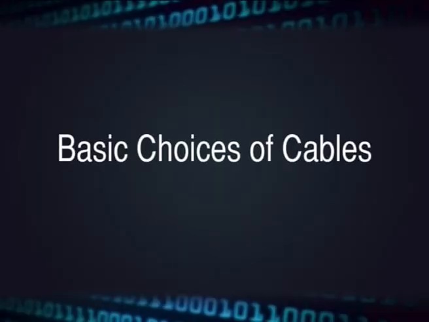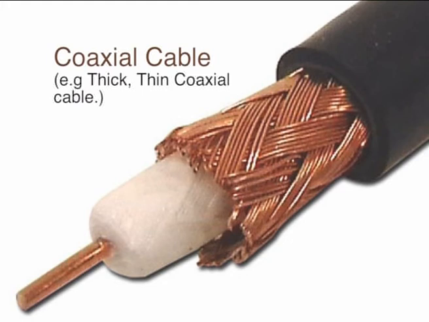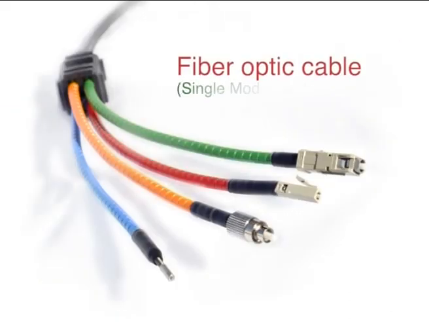In networks using cable-based media, there are three basic choices: coaxial cable, for example thick or thin coaxial cable; unshielded twisted pair cable, that is UTP, Cat5 or Cat6; and fiber optic cable, single mode or multi-mode.